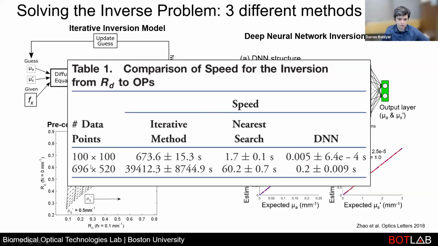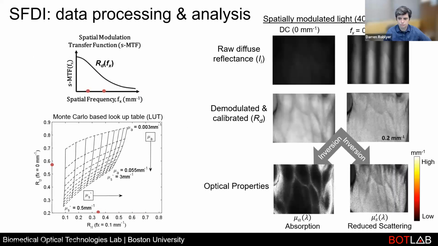So for example, if one compares in an image that's 100 by 100 pixels, the iterative method can take hundreds of seconds, whereas the lookup table can take about 1.7 seconds, and the deep neural network takes 0.005 seconds. So these methods are available and in the literature, and on the OpenSFDI website, we give some example code so one can try the inverse problem if you collect your own data with your own SFDI system.